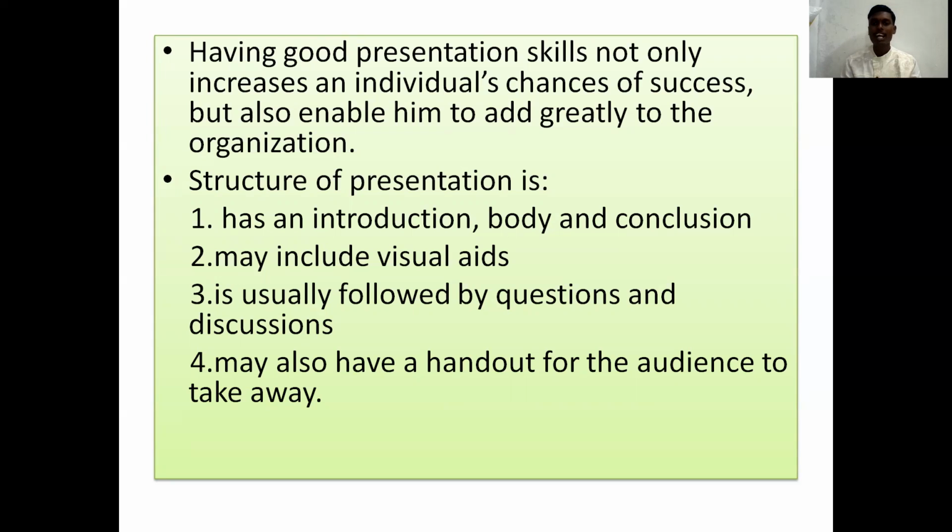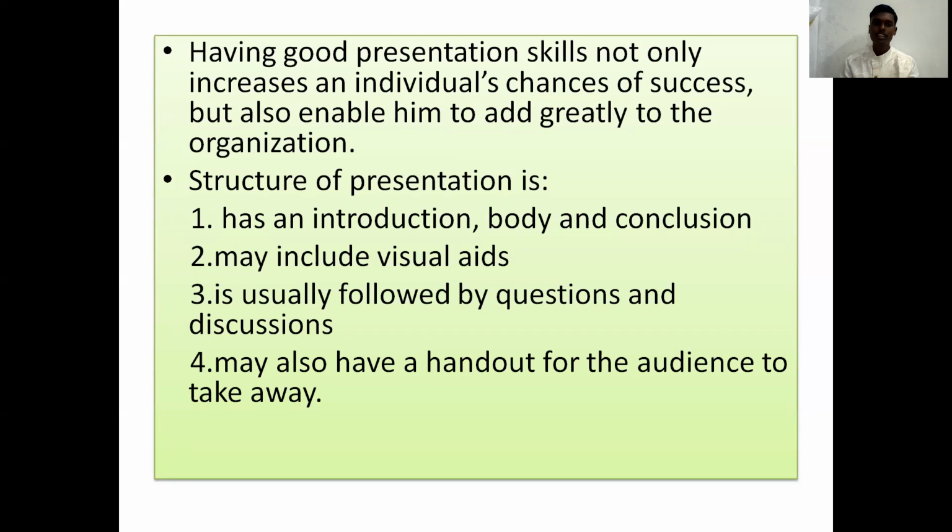It may include visual aids because, while we are considering a PowerPoint presentation, the more words or sentences or paragraphs we write, the worse it gets. The visual aids, which are the pictures, should be good for better communication.